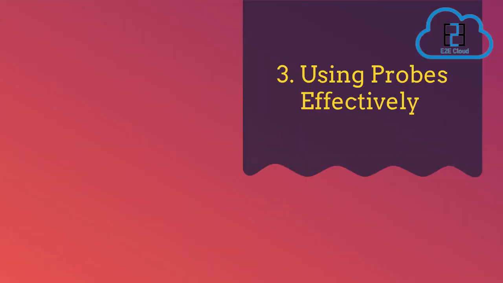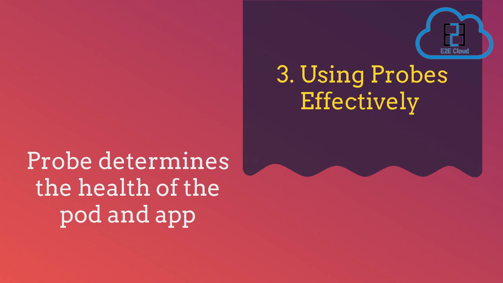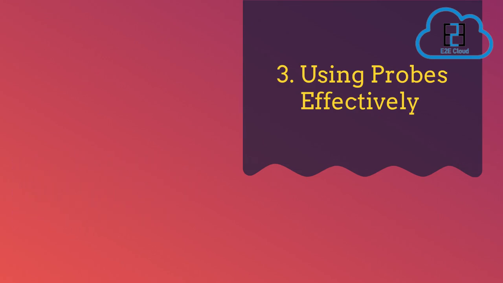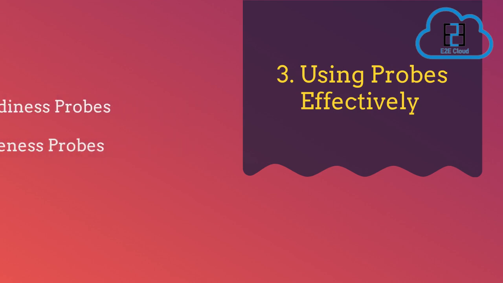Third is, using probes effectively. Kubernetes allows the definition of probes. Kubectl uses the probes for determining the health of the pod and the app. The two types of probes are readiness probes and liveness probes. Readiness probes help in determining the status of a container to receive traffic. Liveness probes help in finding the health of a container or the need for restarting the container.